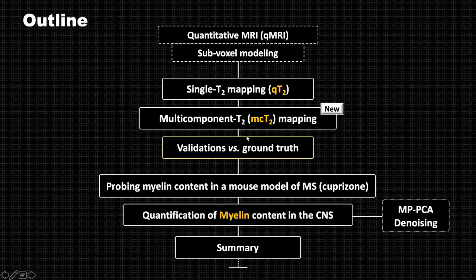And this measuring device relates to what's called quantitative MRI. I will say a few words about what is quantitative MRI in this talk and about sub-voxel modeling. And then I'll talk about multi-component mapping of T2 relaxation times, which is the basis for sub-voxel imaging. This will be preceded by single T2 mapping because you cannot map multiple components without being able to accurately map one component. I will show you validation against ground truth, which is not a trivial task because ground truth is hard to implement or hard to achieve in MRI in many applications. And then I'll show a couple of applications looking at myelin content in a mouse model of multiple sclerosis, and preliminary results of looking at myelin content in the brain of humans.